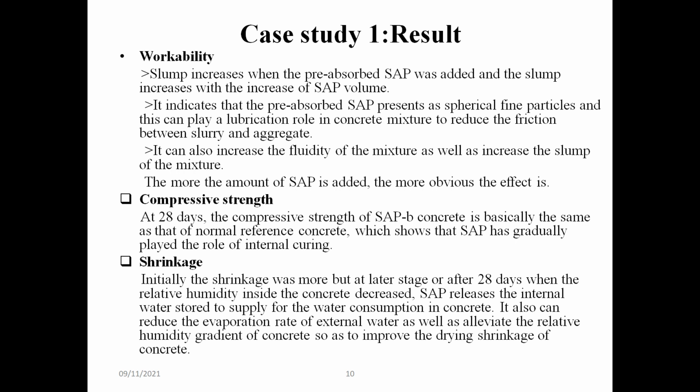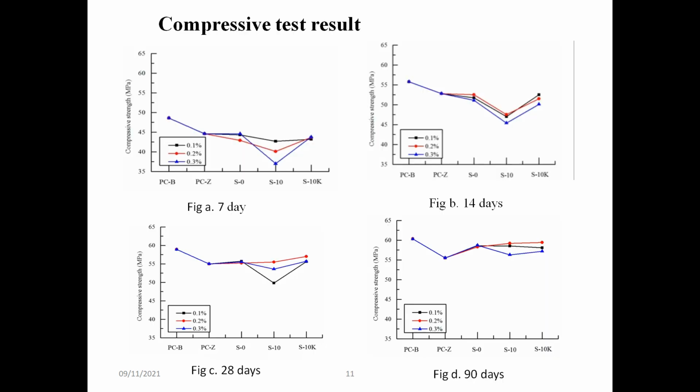Shrinkage. As we have noted earlier, during the initial stages the concrete which contained SAP was going through a lot of variation in the water content. So initially the shrinkage was more, but at a later stage, after 28 days, when relative humidity inside the concrete decreased, SAP releases the internal water stored to supply the water consumption in concrete. It can also reduce the evaporation rate of external water as well as elevate the relative humidity gradient of concrete, so as to improve the drying shrinkage of concrete.